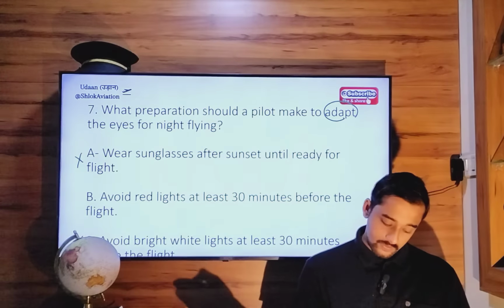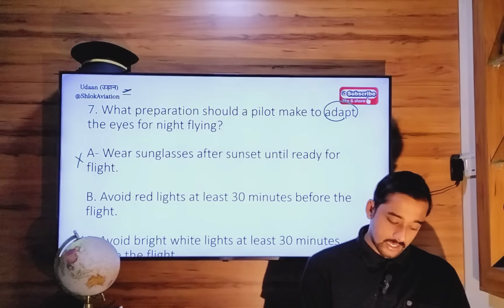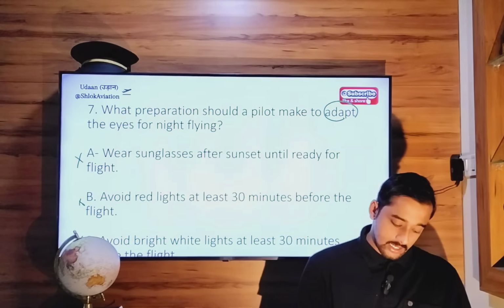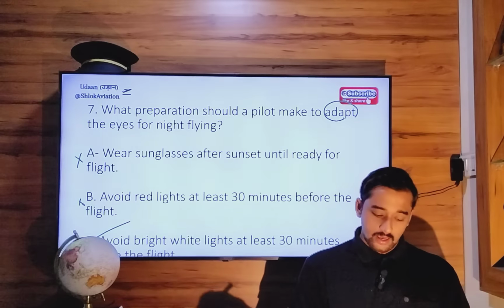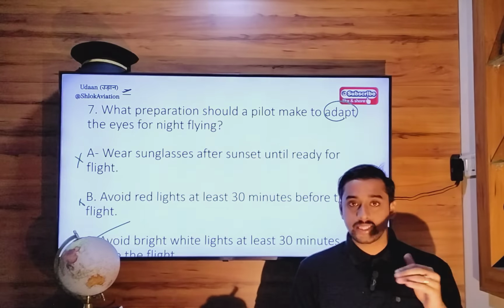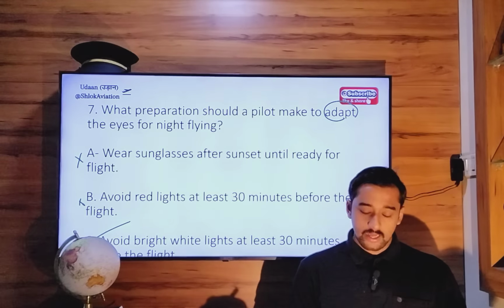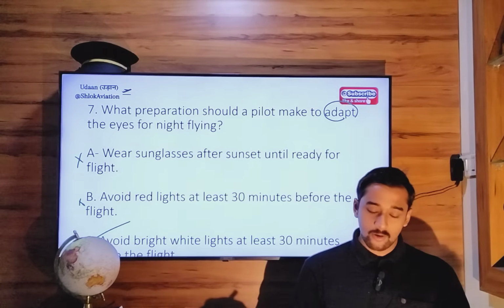Option B is wrong, and option C is right. Okay, option C is the right answer. So you have to avoid bright color, white, yellow lights at least 30 minutes before your night flying starts. And avoid red lights. Option B is wrong.